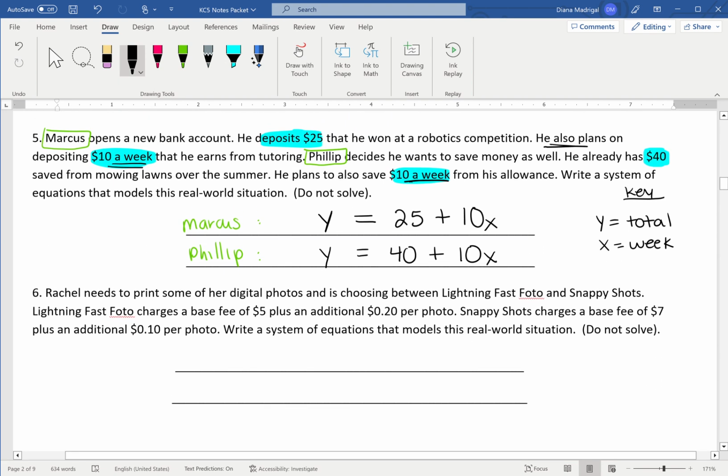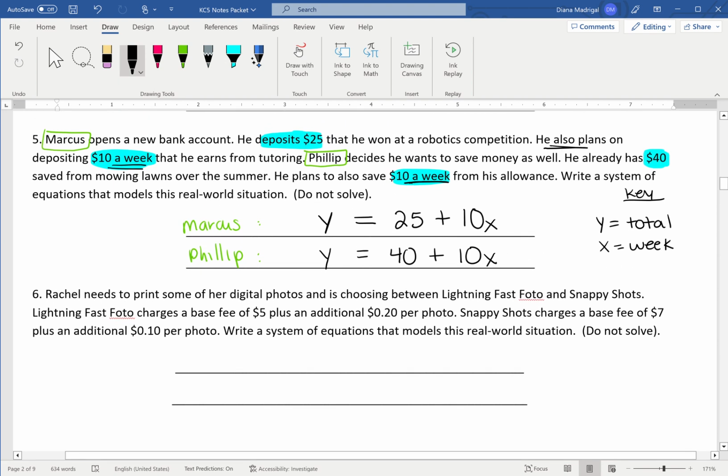Question number 6 is like question number 5. It gets tricky, okay? And you're trying to compare two things. Once again, for question number 5, we compare Marcus and Philip. Okay, let's see who's going to have more money at the end of whatever weeks they're going to do this for. Okay, well, we don't know the total, so we can't compare, but we are going to write this equation so we can compare it later on. Okay, so 6 and 5 are tricky. They're very similar. Try number 6 on your own.